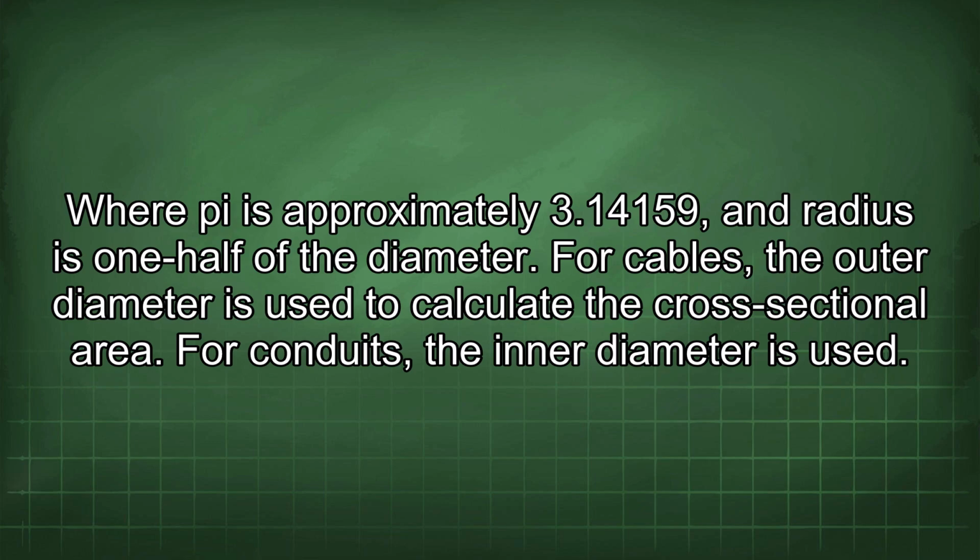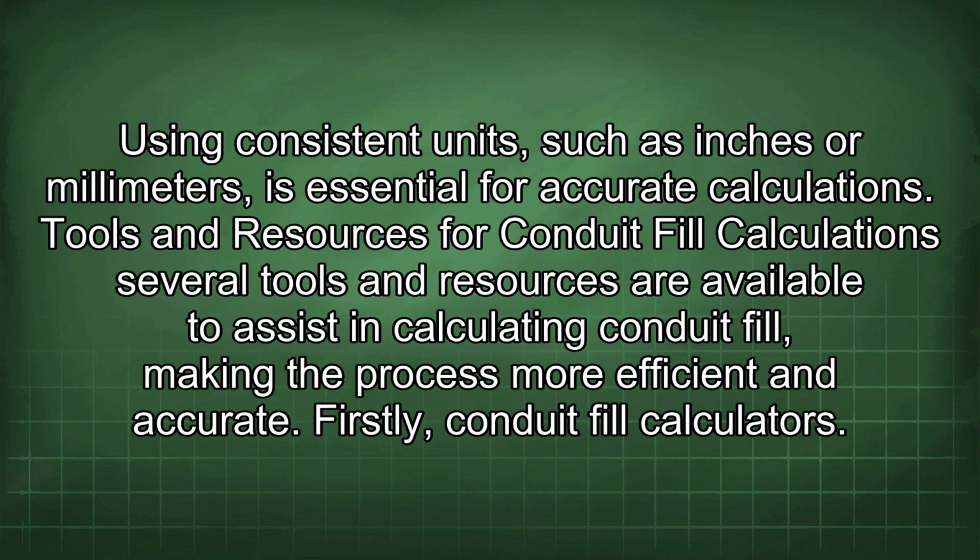For cables, the outer diameter is used to calculate the cross-sectional area. For conduits, the inner diameter is used. Using consistent units, such as inches or millimeters, is essential for accurate calculations. Tools and resources for conduit fill calculations.